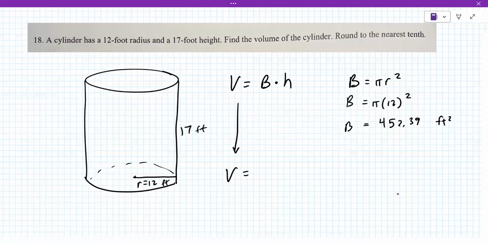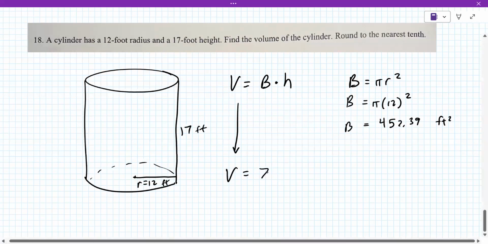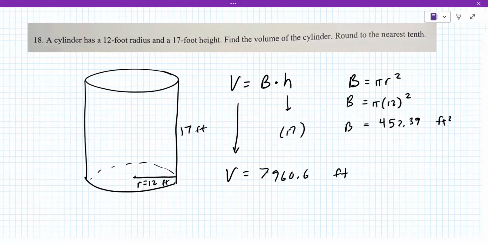7,690.6. Is that your final answer? Yeah, final answer. Yep, that is perfect. So 7,960.6. The height is 17. Units of this are feet cubed.